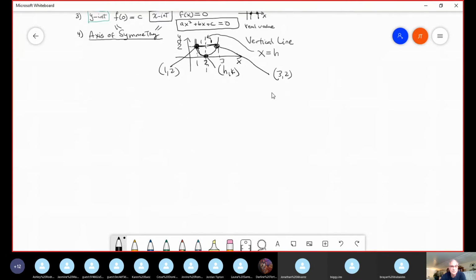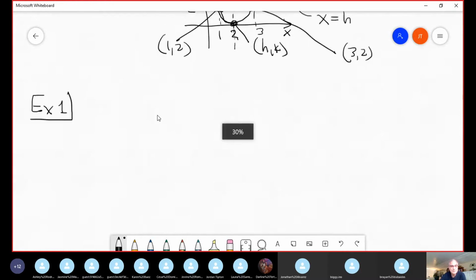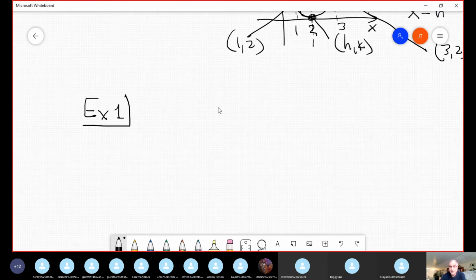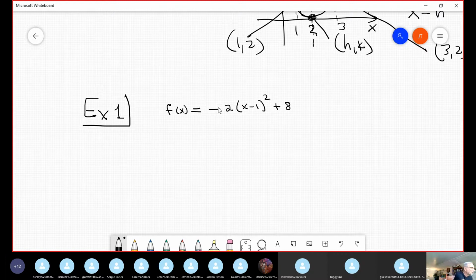Okay, example 1. Example 1 says f of x, function notation, is equal to minus 2 parentheses x minus 1 squared plus 8. So given this function, immediately you recognize, wow, the professor gave me the quadratic function expressed in, I don't know if it is standard or vertex form. What do you think? Vertex or standard?